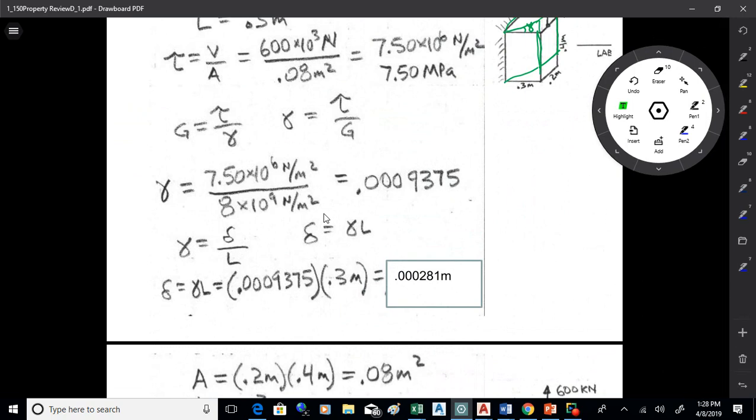0.000281 for delta. So this is all right. And then the other thing on this is finding Poisson's ratio, I think. Yeah, Poisson's ratio. That's just using formula number 9.